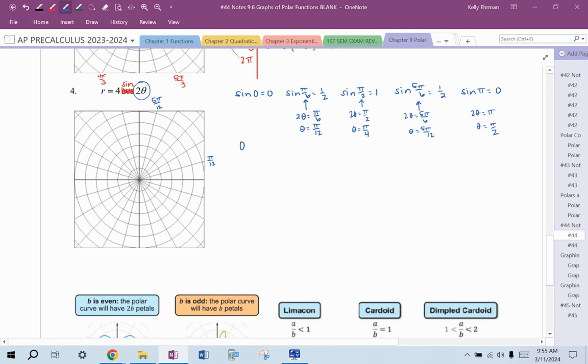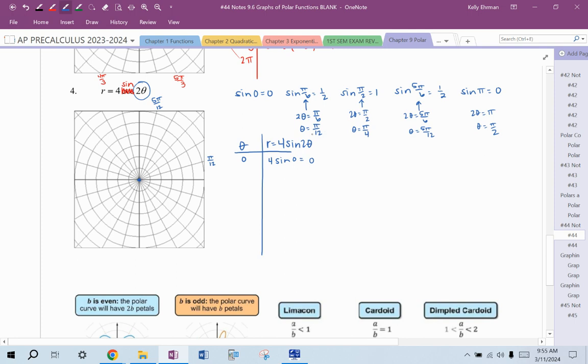So let's see where we are here. So r is equal to 4 times sine of 2 theta. Always start at 0. 4 times sine of 2 times 0 is still 0. 4 times 0 is 0. So we start at the pole.